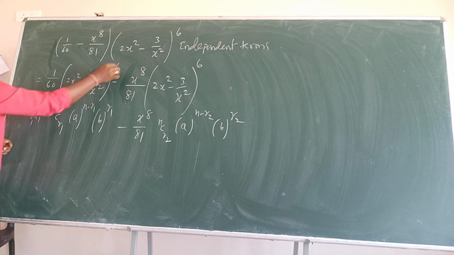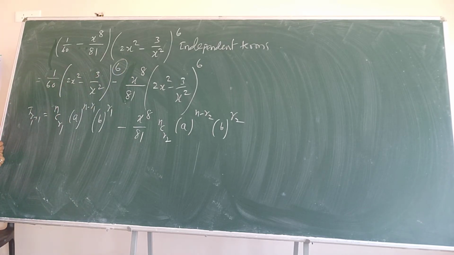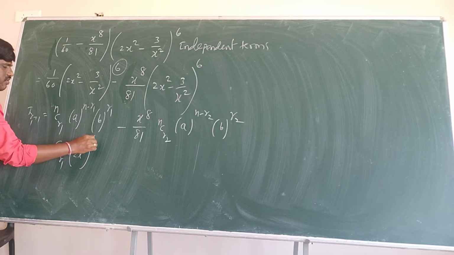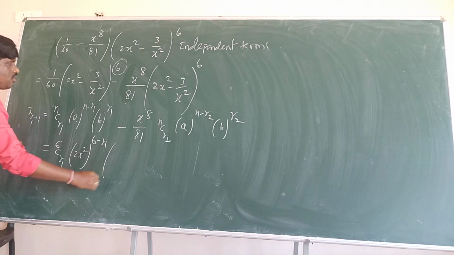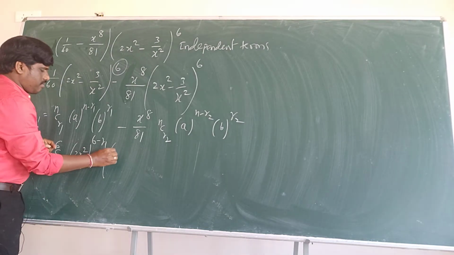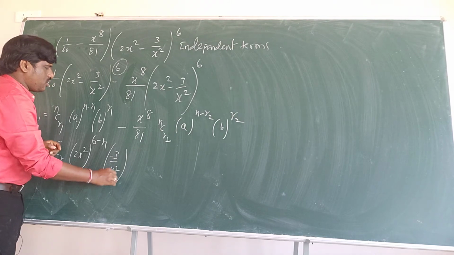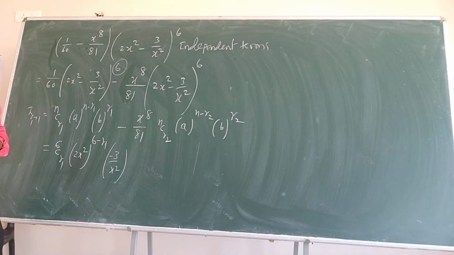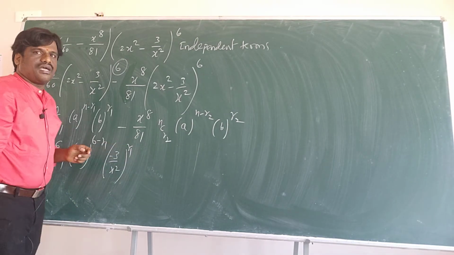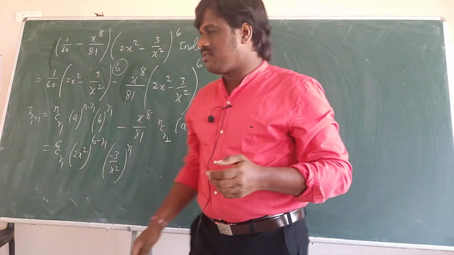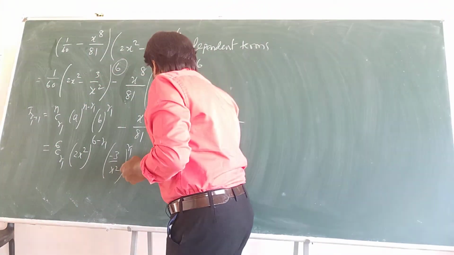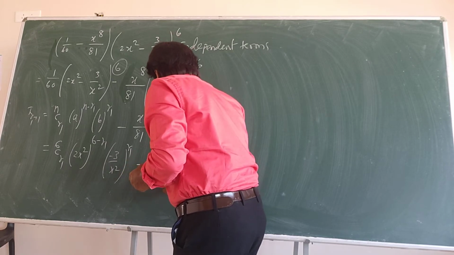So here n is how much? 6. So 6Cr1. Okay, what is the a value here? 2x square. 2x square to the power of what? 6 minus r1. What is the b value here? Minus 3 by x square to the power of r1. What is r1? r1 only, we don't know, r1 is r1. Okay, minus x power 8 by 81.